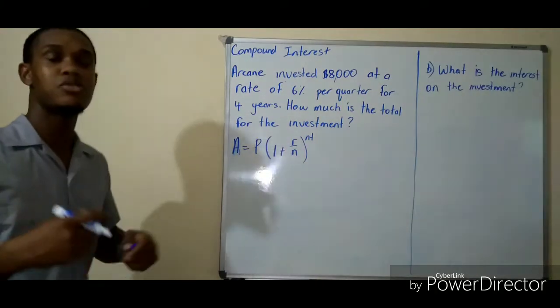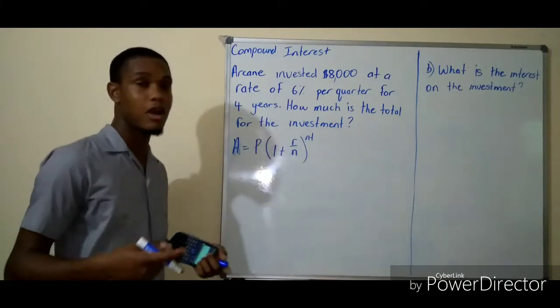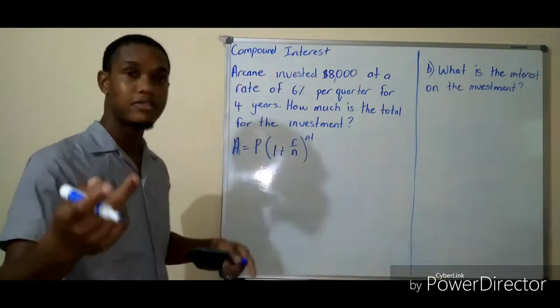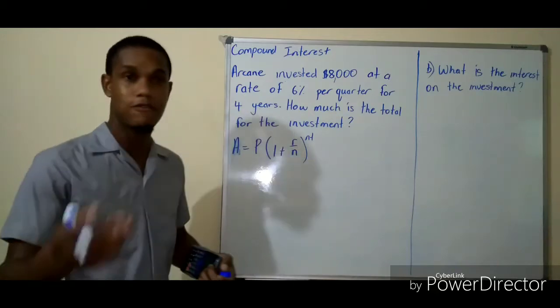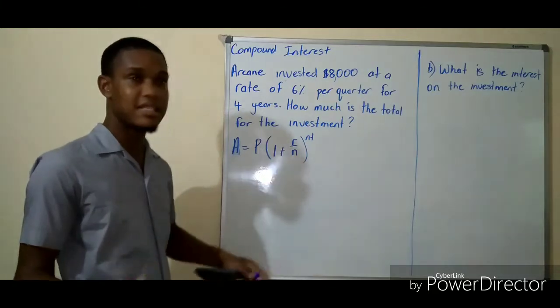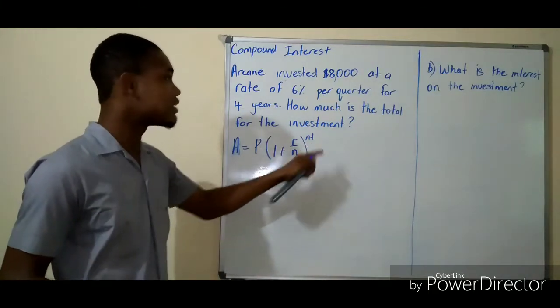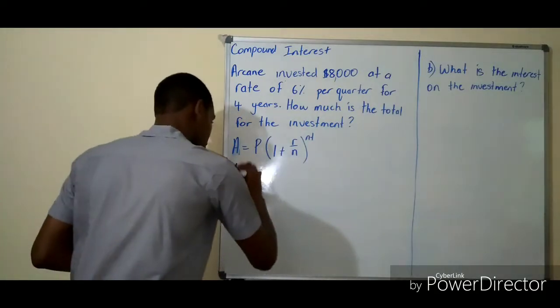So the rate must always be in decimal form when it's being placed in the bracket. N is the number of times the money is compounded each year. Is it 1 time, 2 times, 4 times, 6 times? N up here is the same thing. T is the amount of time the loan is being used for. So let's work out the question now.